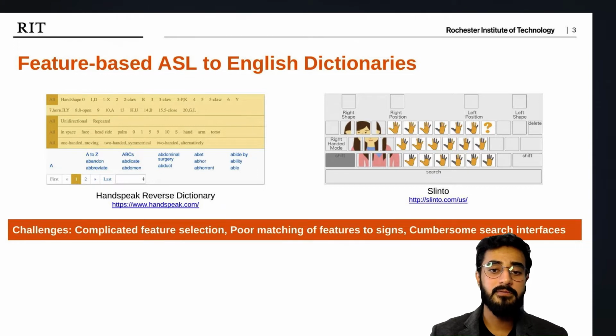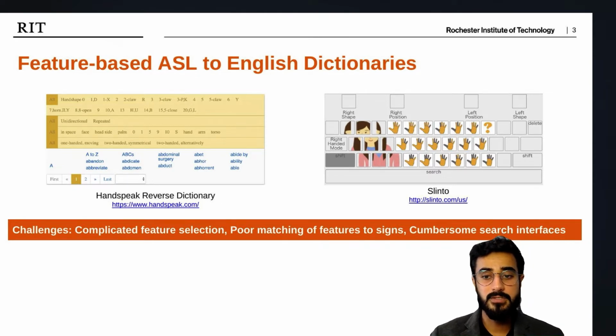However, users still face issues with these dictionaries because of the complicated feature selection process that asks users to submit a number of linguistic properties, which is particularly hard if a user is a novice learner. There's also poor matching of features to sign, and overall these interfaces are cumbersome to use.